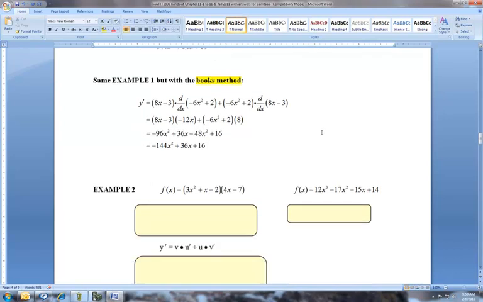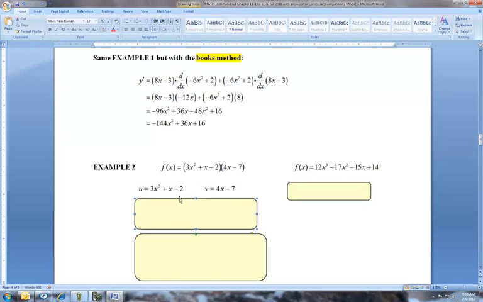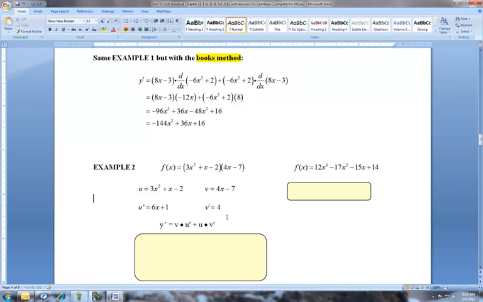Now I've got example 2. Now in this one, again, I multiplied it out. I'll move this here in just a second to see if our answers jive. So this one's u, this one's v. Get u prime, get v prime. Separate them, look at them separately. Write your formula and put the information down where it needs to go.